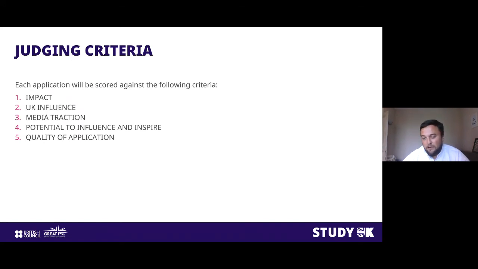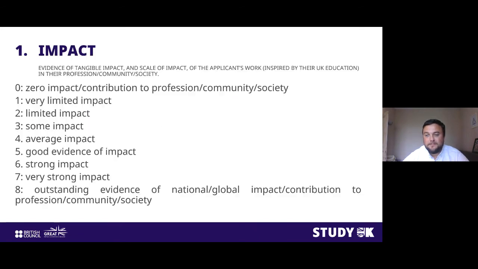There are 5 outline areas for how your application will be scored. They are impact, UK influence, media traction, potential to influence and inspire, and the overall quality of the application. So let's dive in. Impact. This is evidence of tangible impact and the scale of impact of your work inspired by your UK education, either in your profession, the community in which you reside, and society more broadly.